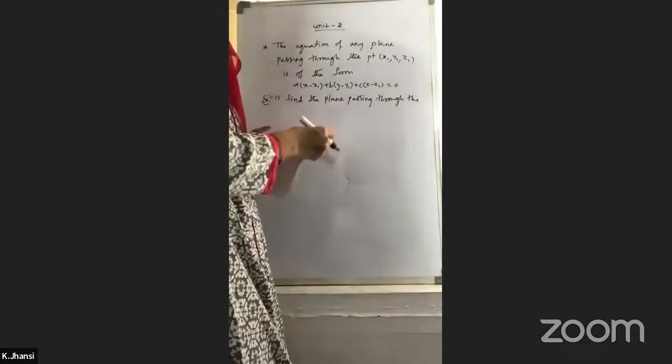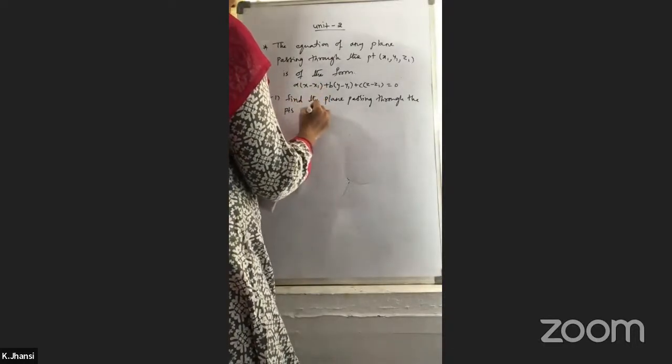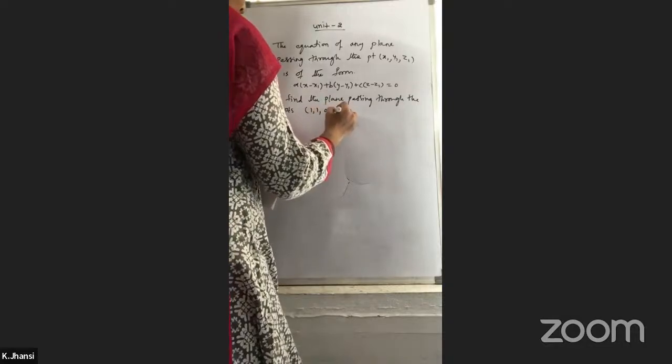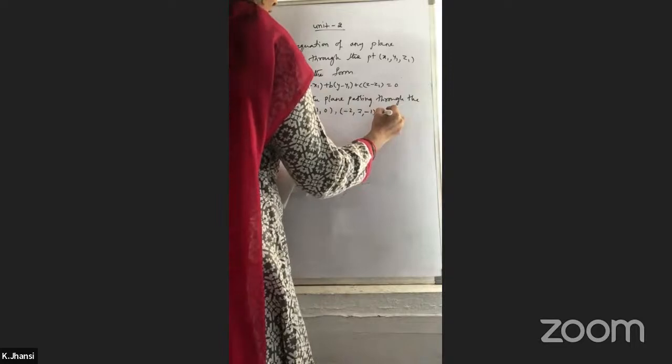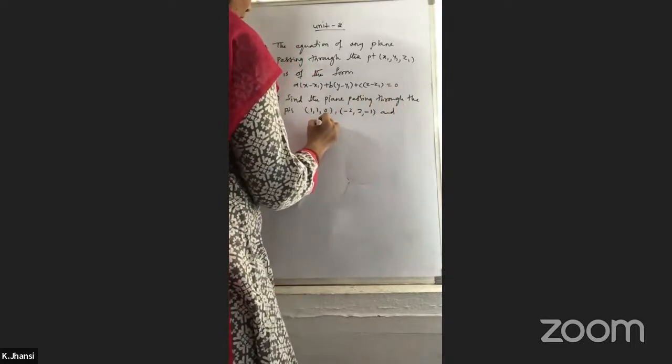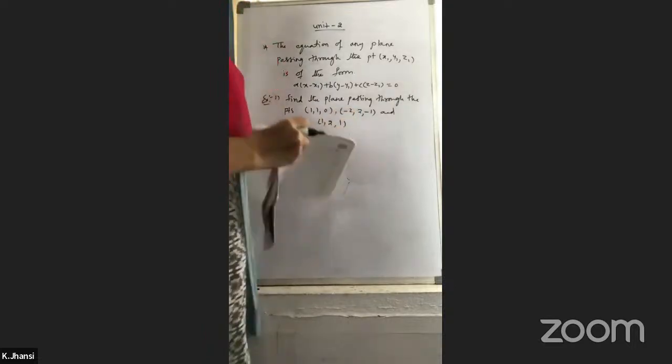So here 3 points are given. First one is (1, 1, 0). Second one is (-2, 2, -1). And third one is (1, 2, 1). Okay, these are the 3 points.